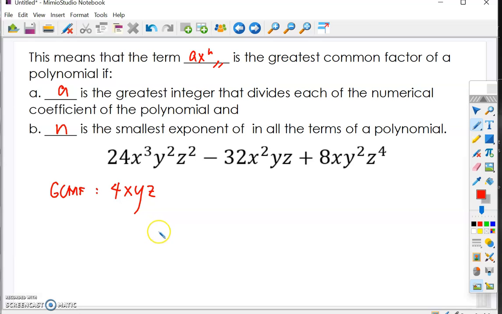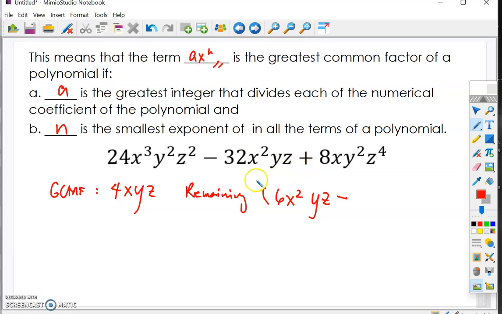Now, since it can be written as a product of two or more factors, we can get what remains if we remove the GCMF from every term. We call that the remaining factor. In this case, if we divide 24x cubed y squared z squared by 4xyz, what's left will be 6x squared. We subtract the exponents and we divide the numerical coefficients, y, and z. That's for the first term. Then we copy the minus sign.